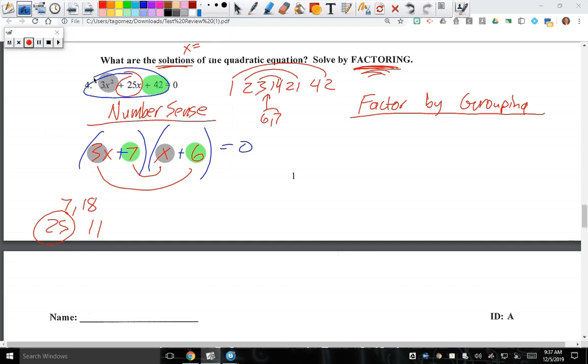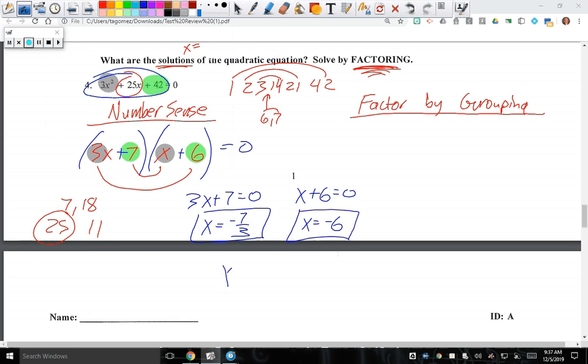Okay? So set each one equal to 0 and solve. We get negative 6 and we get negative 7/3. So you can write them out like 2 different answers, or you can just write negative 7/3, negative 6. If you're not good at this, you're going to be tempted to want to do quadratic formula. But you will get no points for work. You will only get very little for the answers if you get them.